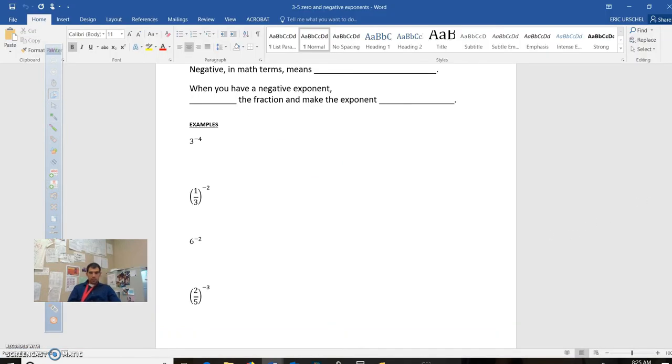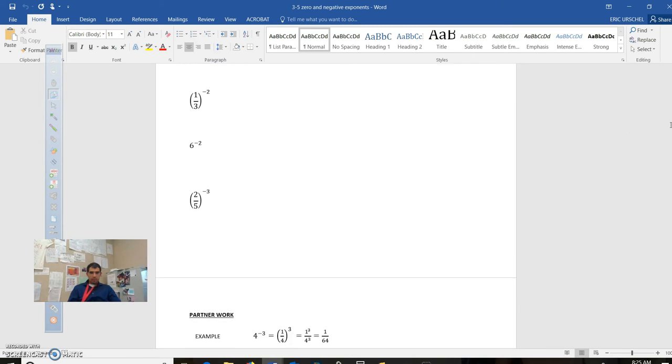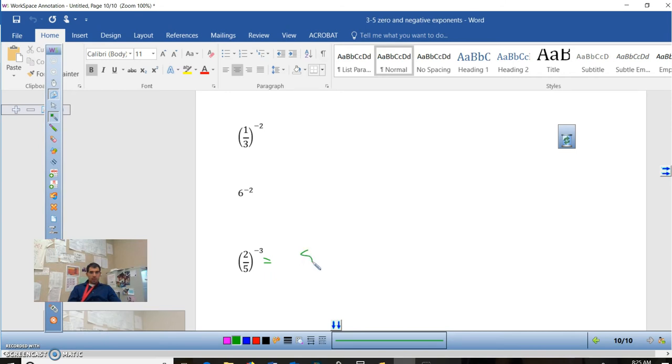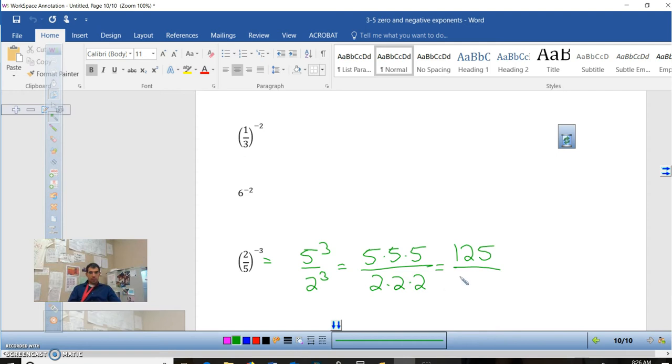Alright, let's look at this one down here. We take this fraction, we flip it over, we change the exponent to a positive. So we have 5 times 5 times 5 over 2 times 2 times 2. So we have 25 times 5, 125. 2 times 2 is 4, times 2 is 8. 125 over 8.